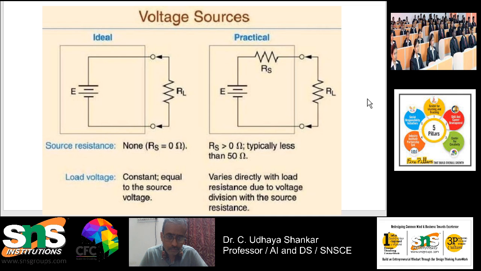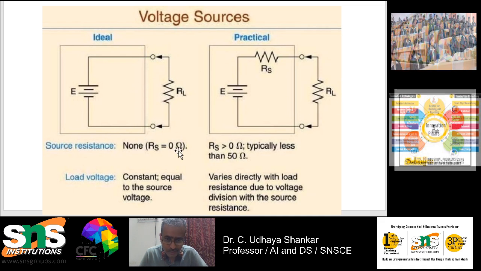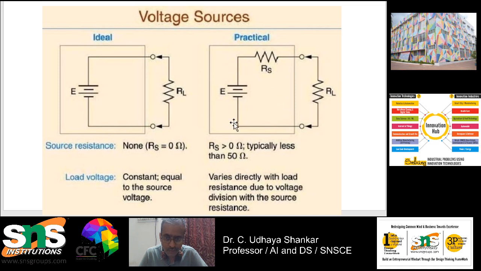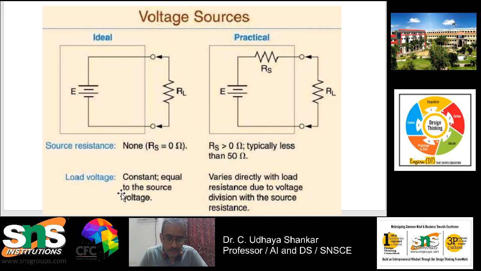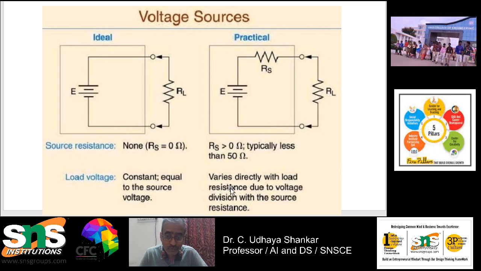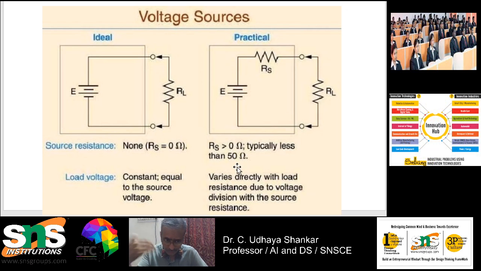Here again, from this you can understand that for the ideal voltage source, Rs equals 0, that is, the source resistance equals 0, whereas in the case of the practical source, the source resistance will always be greater than 0. It may be between 1 ohm to 15 ohm or something like that. In the ideal case, the load voltage will be constant and equal to the source voltage, whereas in the case of practical voltage sources, the load voltage varies directly with respect to the load resistance as well as the source resistance, because of the voltage division rule, which we have discussed in the previous videos.